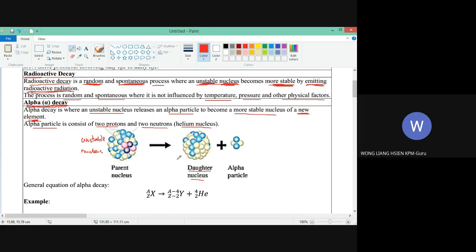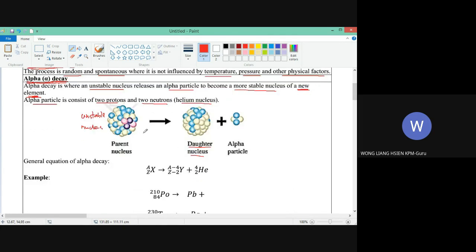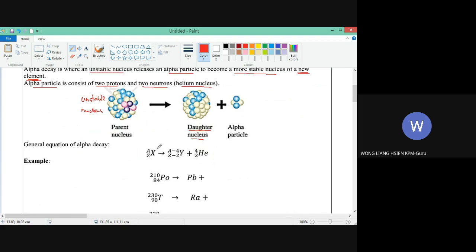So you see, which element the atom is depends on the proton number. If the number of protons changes, the element also changes. That is why when an unstable nucleus undergoes alpha decay, it could change into a new, different element. So the general equation of alpha decay is like this.